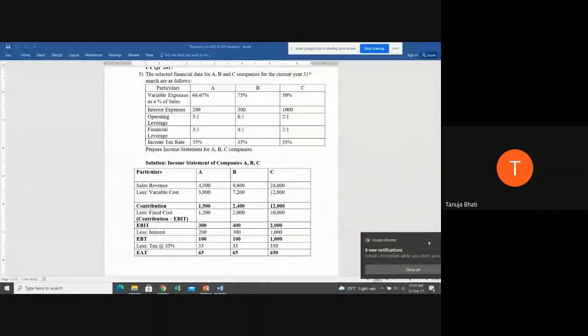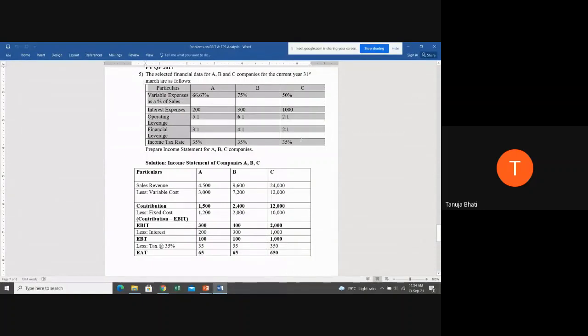So is this clear, students? Is this problem clear to everyone? Yes? Yes, students? Yes, ma'am. Okay.